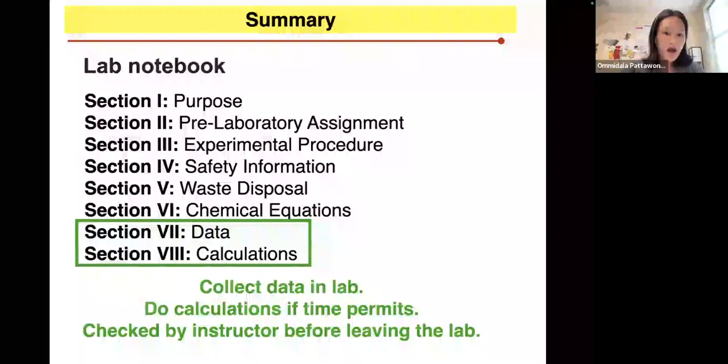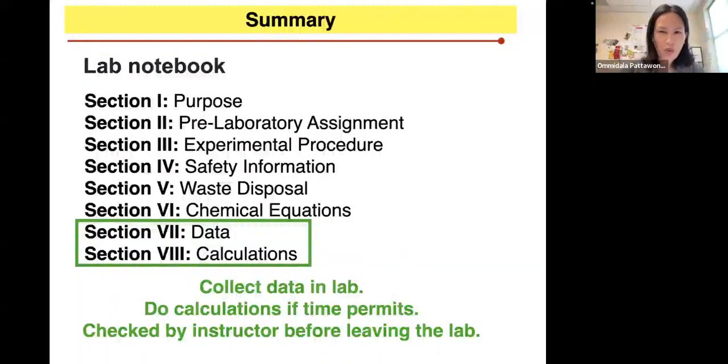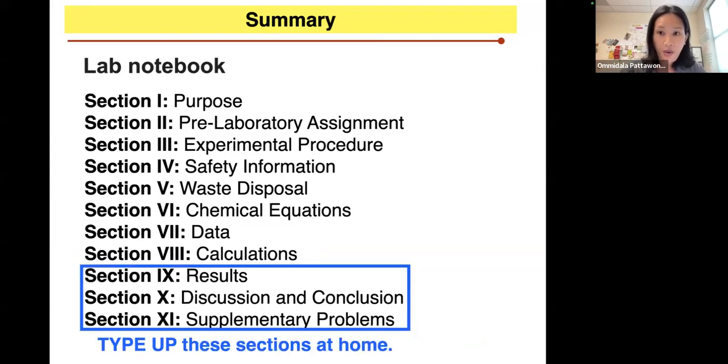For sections 7 and 8, you are going to end up doing these in the lab as well. Most of the time, you will have enough time to complete the calculation in lab. You're going to complete these 2 in lab, and before you leave, your lab instructor will initial your lab notebook. And then at home, you can complete sections 9 to 11. Sometimes you might have time to complete the result in lab as well. So you can either write the result by hand, or you can type it up. That's up to you.